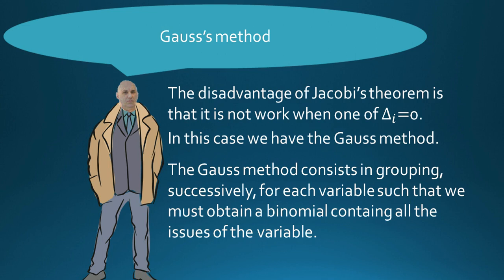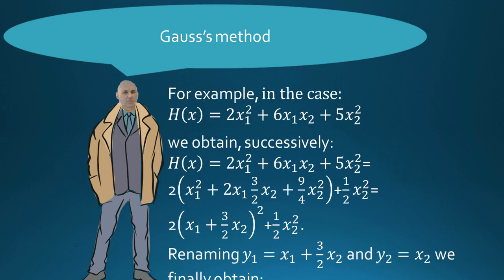Gauss method. The disadvantage of Jacobi's theorem is that it does not work when one of the Delta i equals 0. In this case, we have the Gauss method. The Gauss method consists in grouping successively for each variable such that we must obtain a binomial containing all the occurrences of the variable. For example, in the case h(x) = 2x1² + 6x1x2 + 5x2², we obtain successively what you see on the screen.